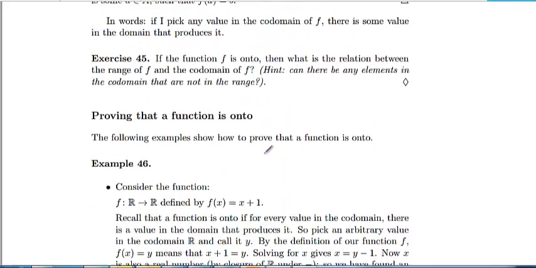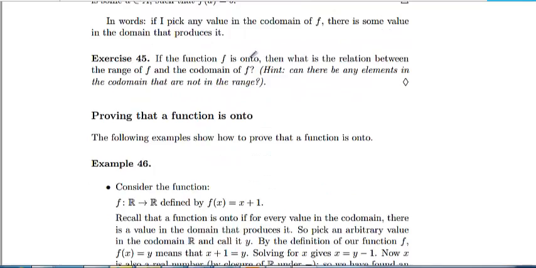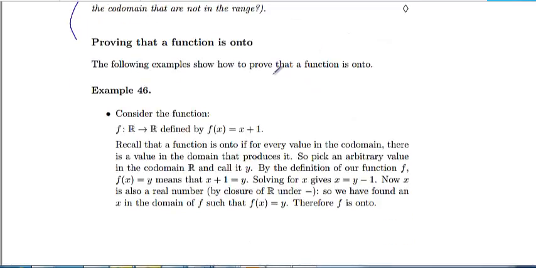Okay, some examples. So this is a good question to think about. If the function f is onto, then what is the relation between the range of f and the codomain of f? Okay, so think about that question. That's a good one to ask yourself.